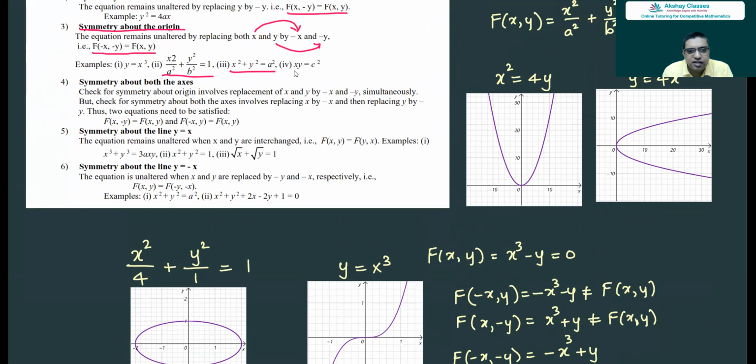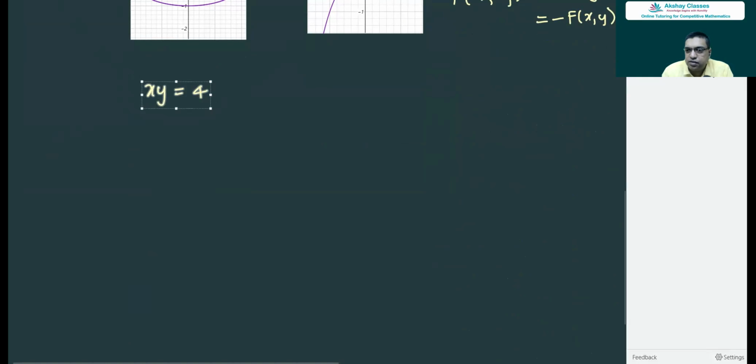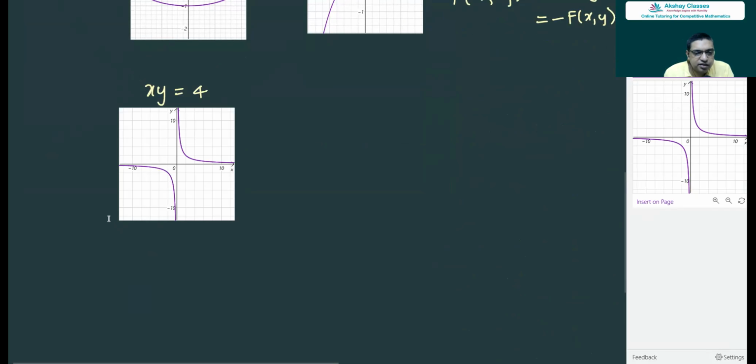And for this example also, the hyperbola, this is a rectangular hyperbola. You can see here xy equal to 4. This is a rectangular hyperbola. So it looks like this. So again, it is symmetric about the origin.